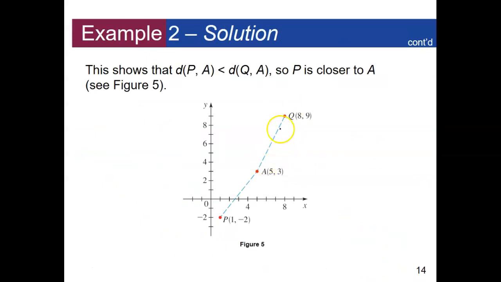And this is just a sketch of the coordinate plane with these points plotted. And you can kind of see the distance here, that P is actually a little closer to A than Q is.